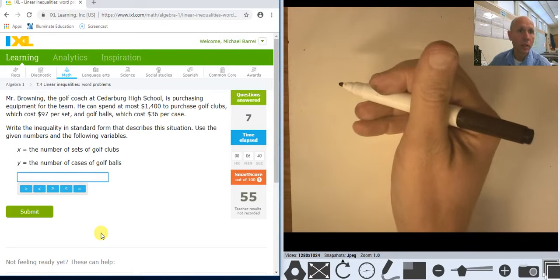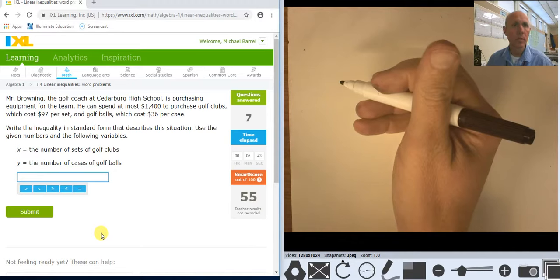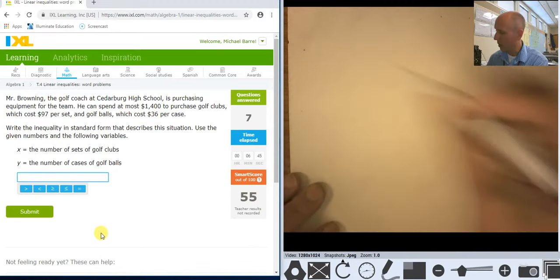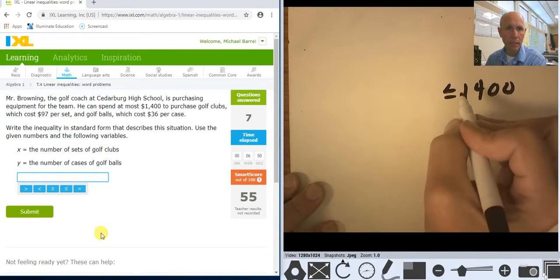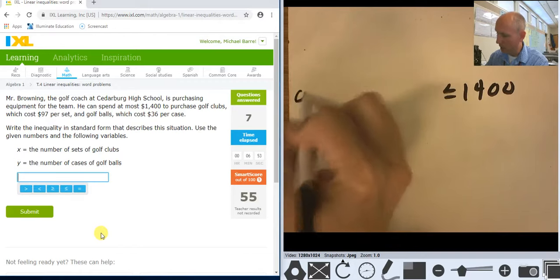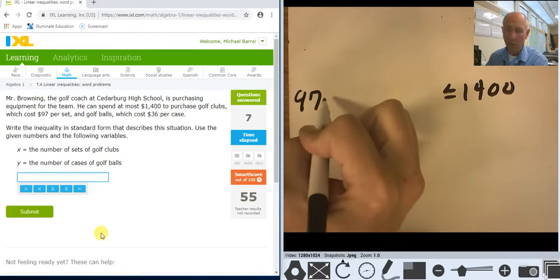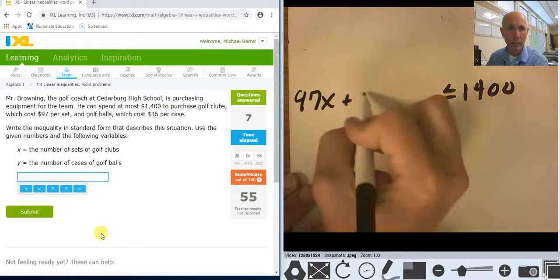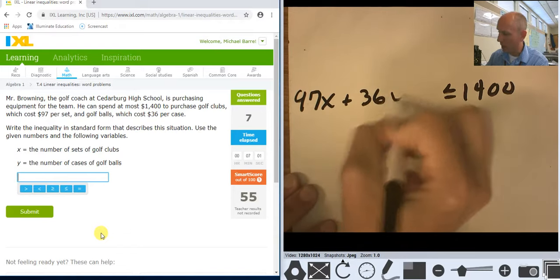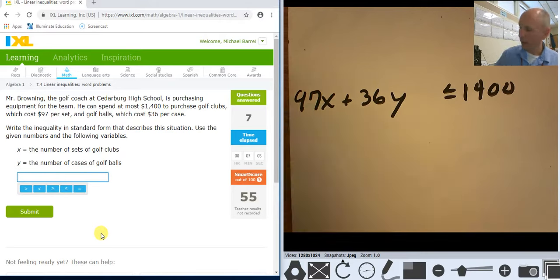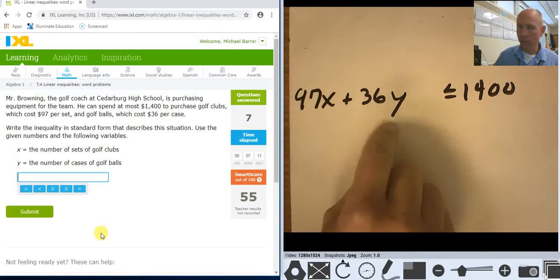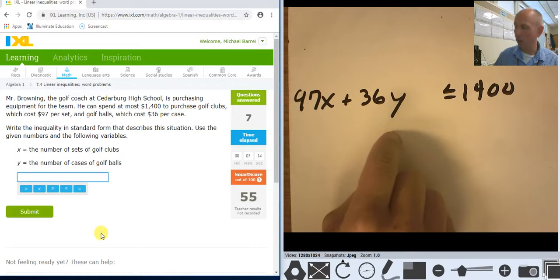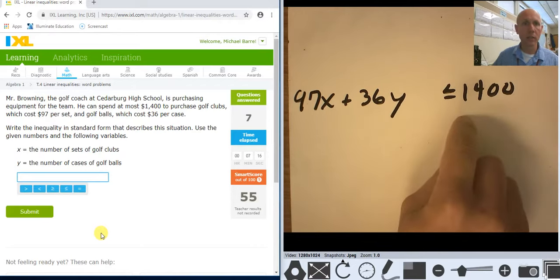Now I get to create the entire equation. How exciting. He can spend at most $1,400 to purchase golf clubs, so he's got to stay less than or equal to that. 97x for clubs and 36y for balls. So $97 for each set of clubs and $36 for each case of golf balls, and together I have to stay less than or equal to 1,400.